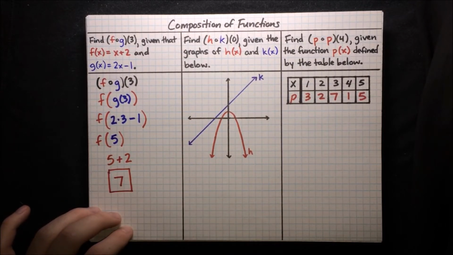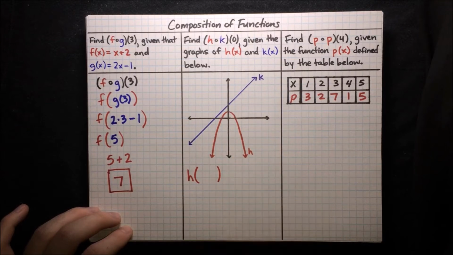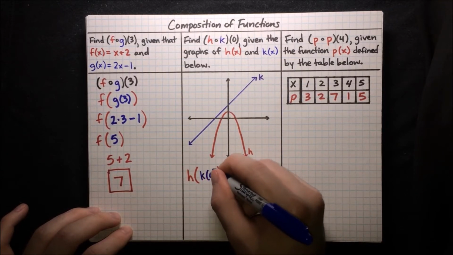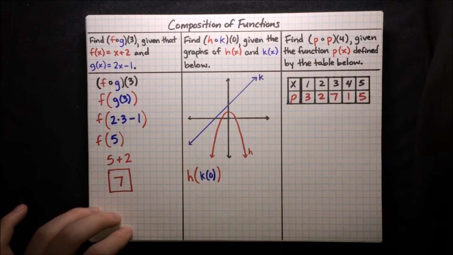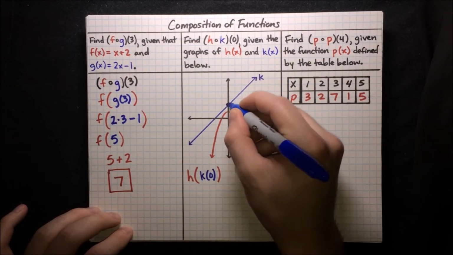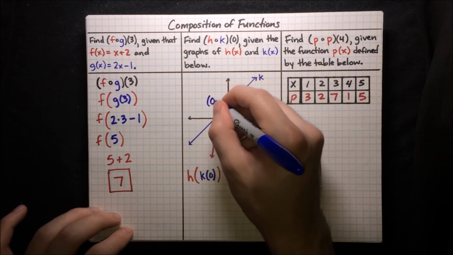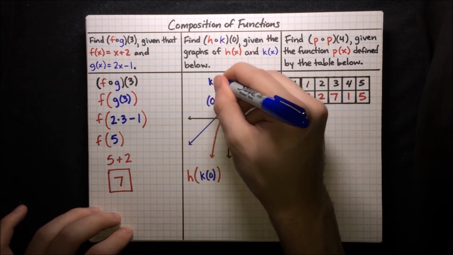Let's go on to the right, find h of k of 0, given the graphs of h of x and k of x below. So this is the same idea. To find h of k of 0, you quite literally find h of k of 0. So we find the function value k of 0, and then we plug that into h. So what is the function value k of 0? Well, that's just the output y value when x equals 0 is the input to the function k. So when x is 0, the function k hits right here, and we've got the point 0, 2. So 2 here, that is k of 0.